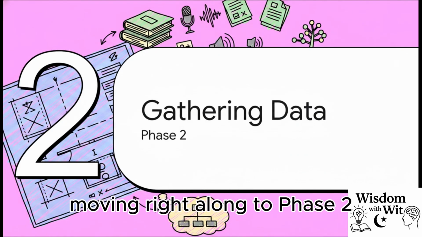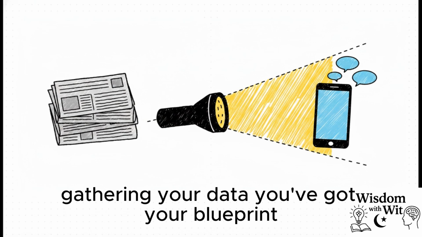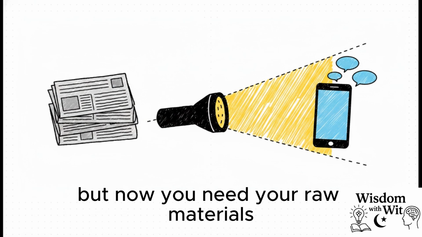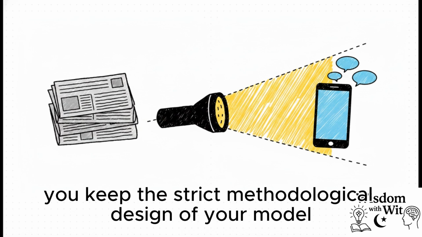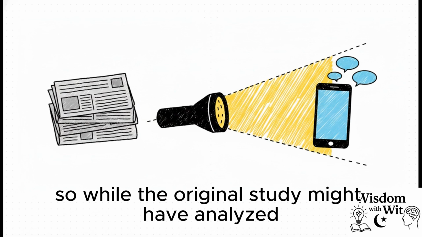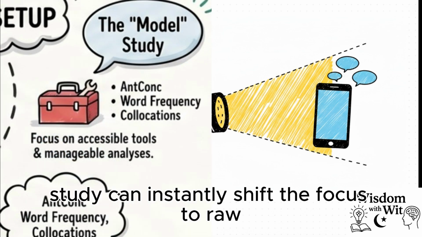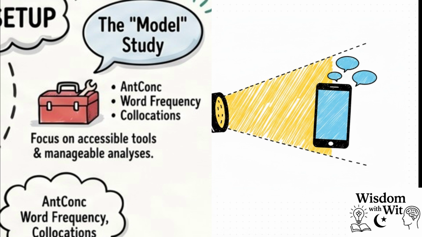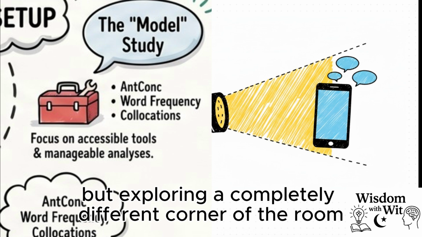Okay, moving right along to Phase 2, gathering your data. You've got your blueprint, but now you need your raw materials. This is where your unique contribution really happens. See, you keep the strict methodological design of your model, but you adapt the core question to new data. So while the original study might have analyzed published newspapers, your replication study can instantly shift the focus to raw, modern social media discussions. You're basically asking the exact same structural question, but exploring a completely different corner of the room.